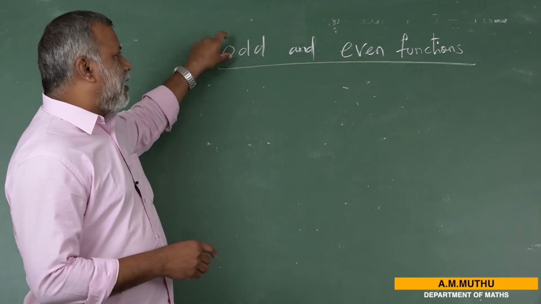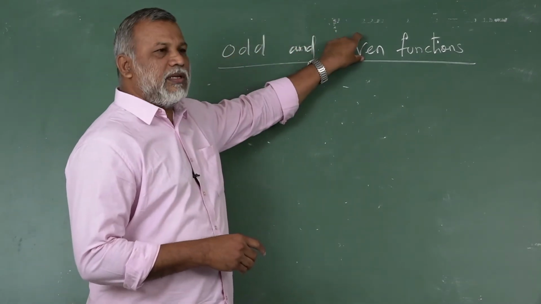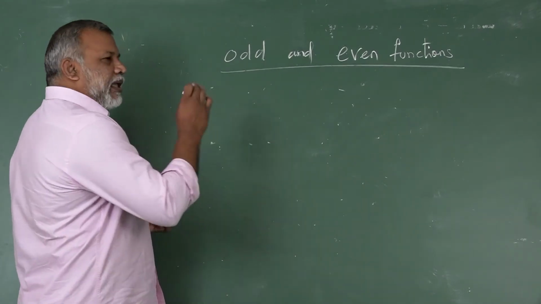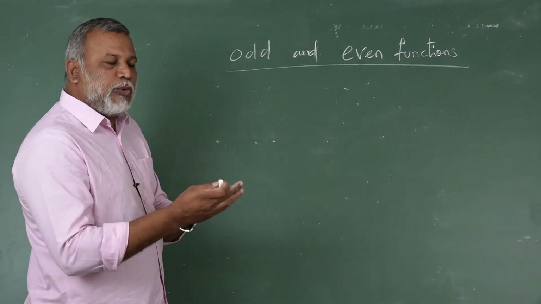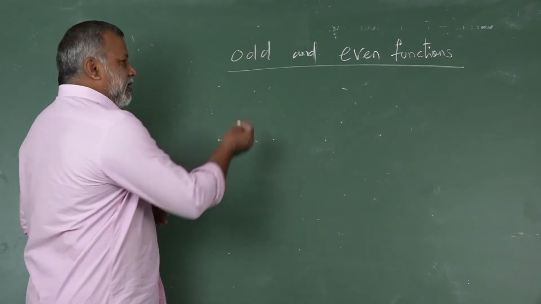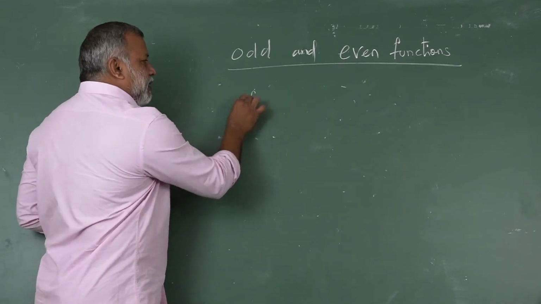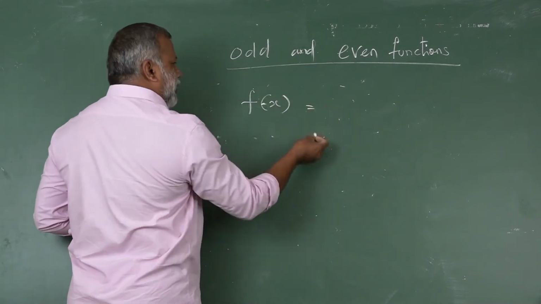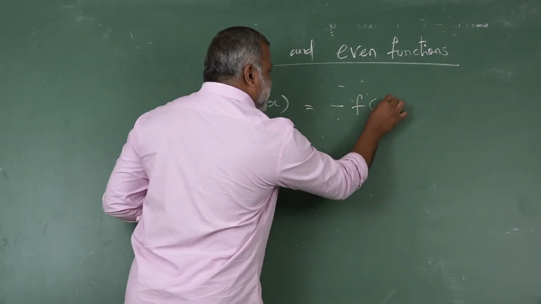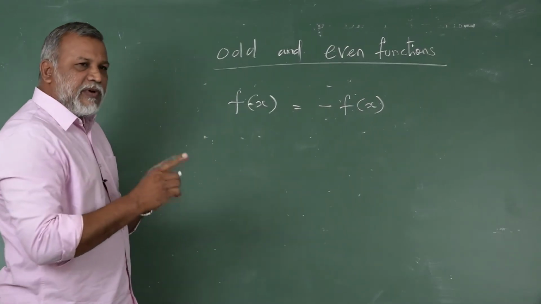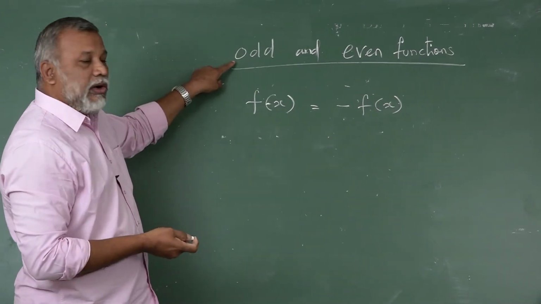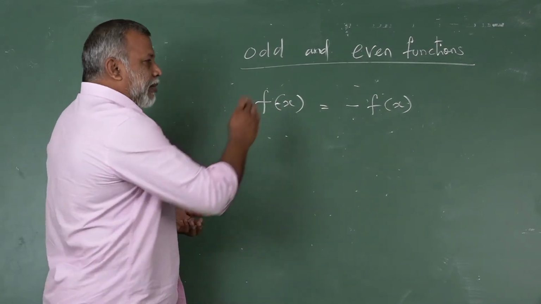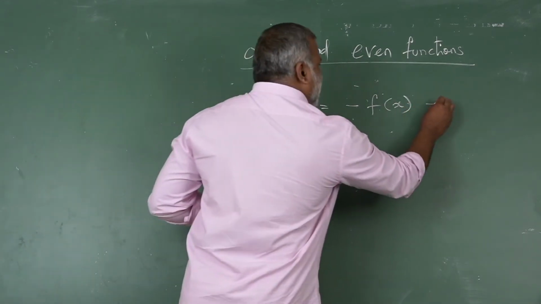What is the meaning of odd? What is the meaning of even? We already discussed it. By conclusion, a function f of x is said to be an odd function if it satisfies the condition f of minus x equal to minus f of x. This is called an odd function.